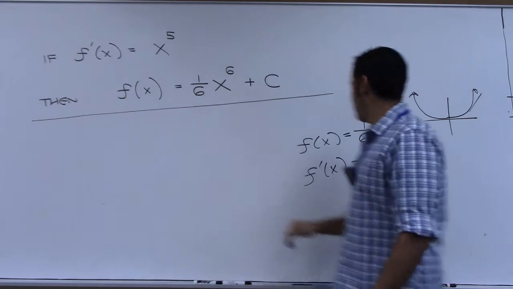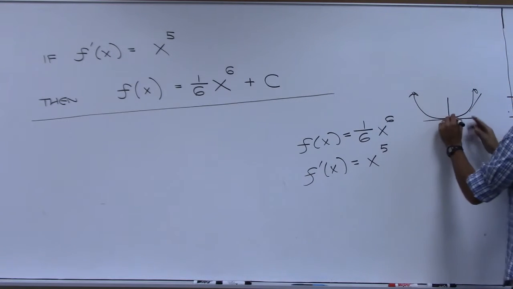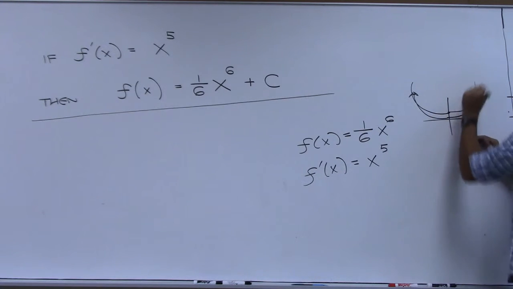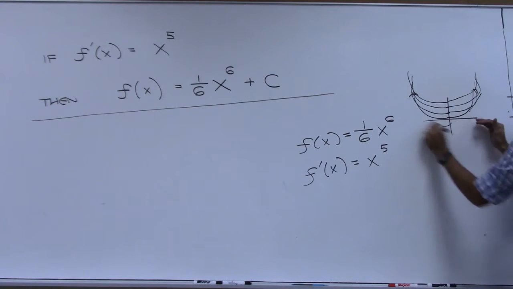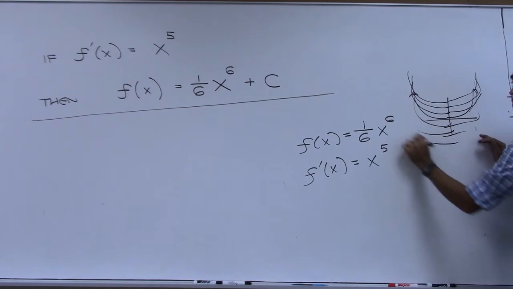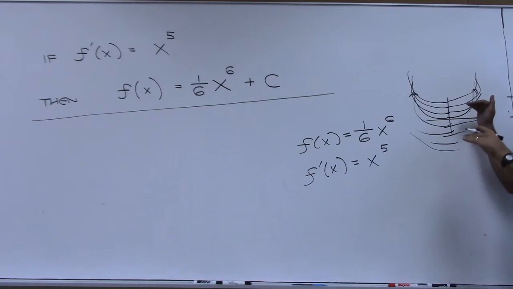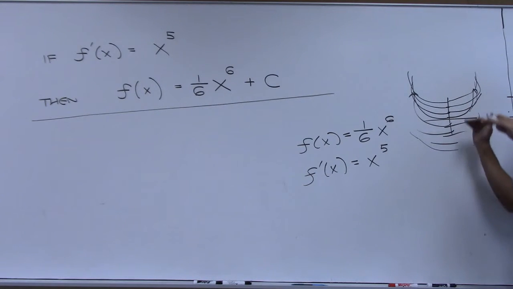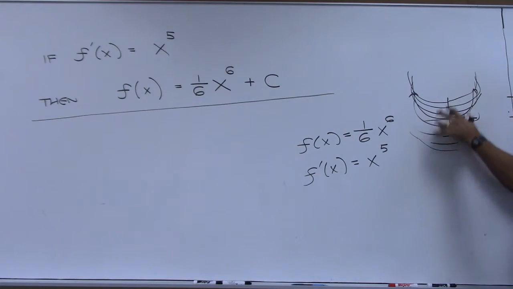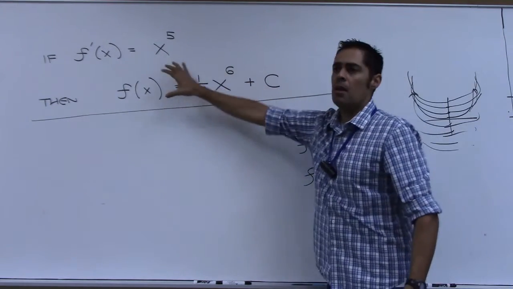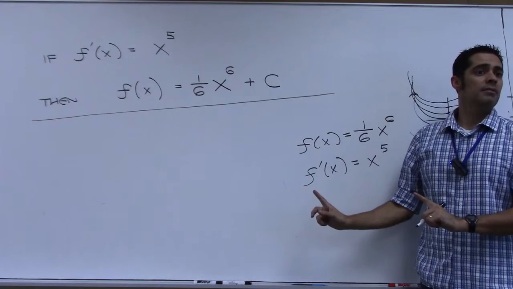And it turns out that this one works, but if you move it up 1, that one works, and if you move it up 2, it works, and if you move it up 3, it works. You move it down 1, down 2, down 3. If you move it up a half, move it down a half. Doesn't matter how far up or down you move it. All these curves, all these functions right here, all have the same derivative.